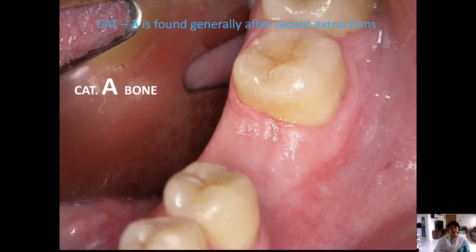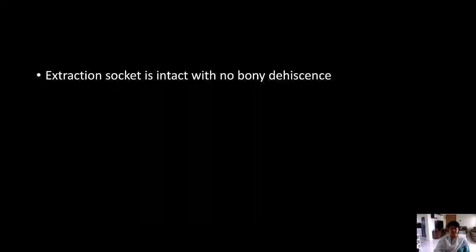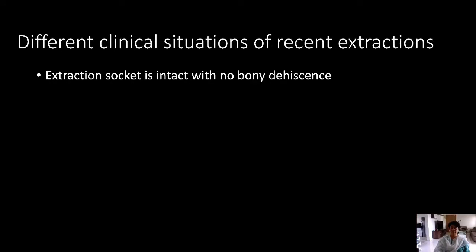So in our volumetric classification, category A bone is bone which is ideal. This is the bone all of us are dreaming to have in every patient. And this kind of bone is found generally after recent extractions, because the resorption has not really advanced in category A bone. But when we say that it is found generally after recent extractions, we also need to give a thought to different clinical situations of recent extraction.